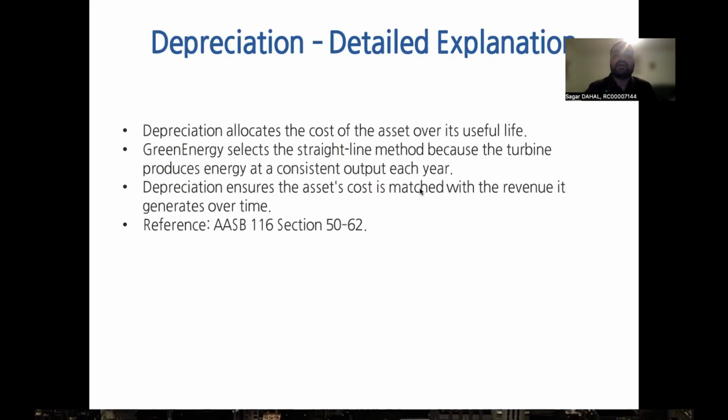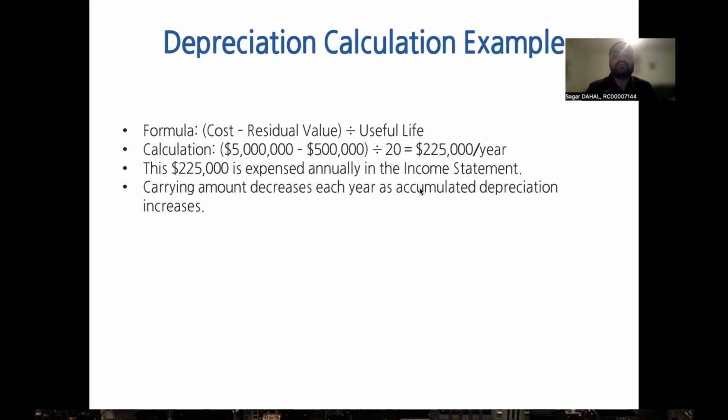Depreciation allocates the asset's cost over its useful life, a span of 20 years. The depreciation ensures the asset cost is matched with the revenue it generates over time. For example, with a calculation based on $5 million, we can record about $2.25 million every year, which means the carrying amount decreases each year as the accumulated depreciation increases.